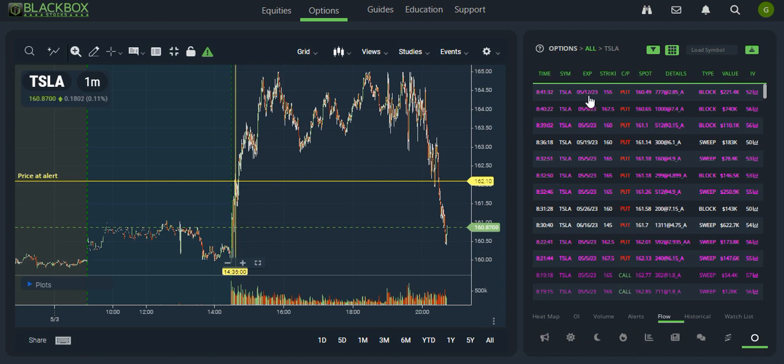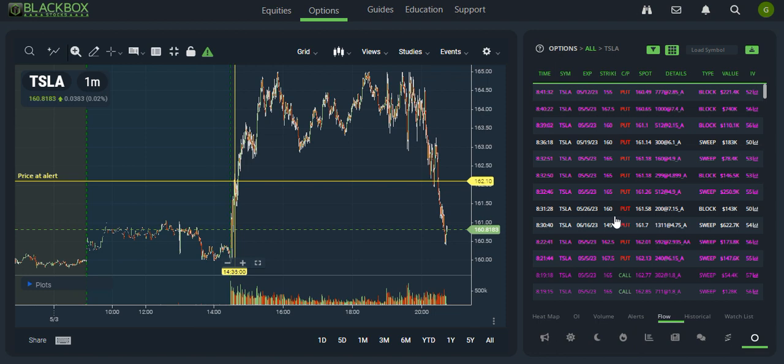this is a long 12th of May, so this is a week-long trade. He's betting on the stock going down to 155. 777 contracts were bought at 285, so they paid 221,000 to open that put on Tesla. A lot of traders are coming in here now. They're betting there's going to be a lot of money made here.